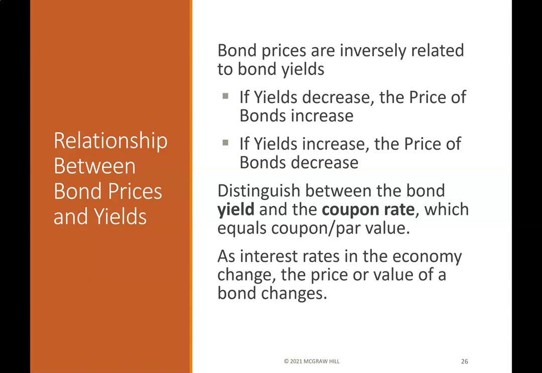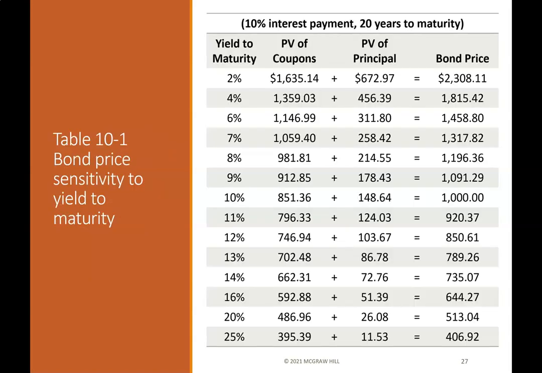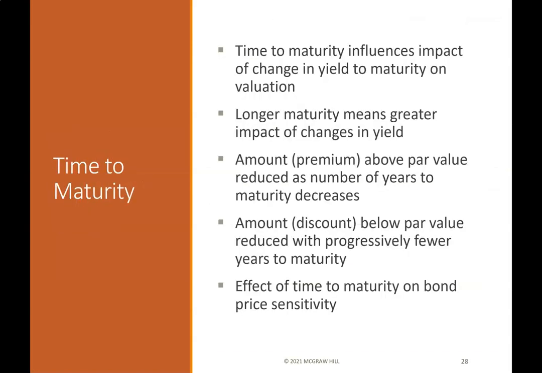As interest rates in the economy change, the price or value of a bond changes. Table 10-1. Bond price sensitivity to yield to maturity. Maturities between 2 to 25%. Bond prices from $2,308.11 to $406.92. These are 10% interest payment, so that's the stated rate, 20 years to maturity bonds.